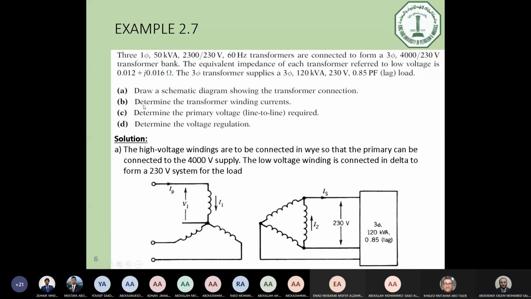Part B, determine the transformer winding currents. Now we have many currents. We have primary currents. We have two secondary currents because it's delta, so we have phase and line currents. So we need to calculate all of these. In order to calculate currents, we have the voltage values. So we need first to use the impedance in order to get current. Right. For the impedance, now the impedance is given referred to the low side, which is the secondary of the transformer.